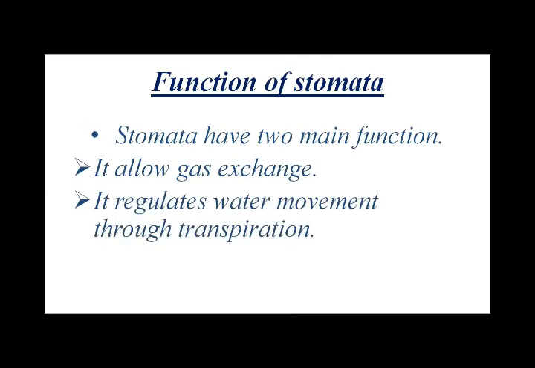The second one is that it regulates water movement through transpiration. It regulates the movement of water inside the leaf through the transpiration process, but we will focus on gaseous exchange because here we are talking about the respiration and photosynthesis processes. So stomata is useful to allow the gaseous exchange, to exchange carbon dioxide and oxygen.